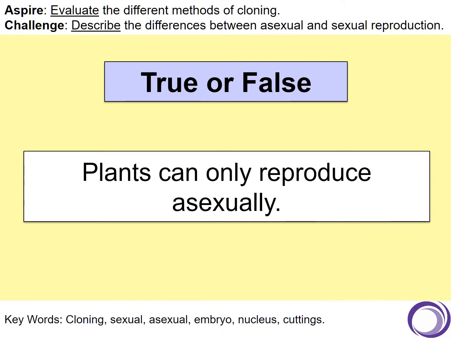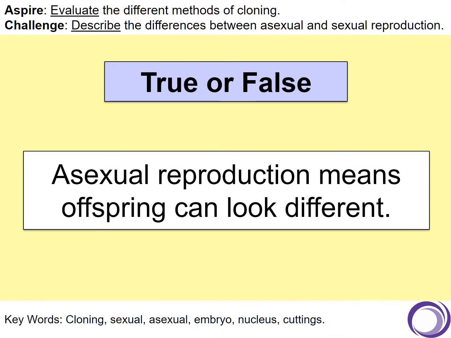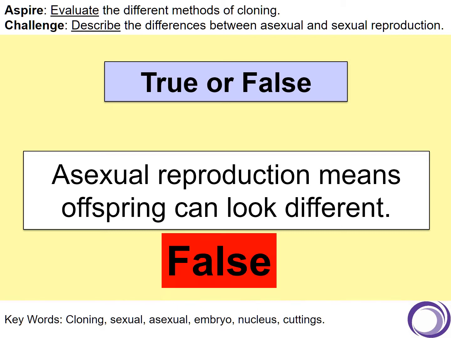Plants can only reproduce asexually. True or false? Okay, if you got false, well done. Some reproduce asexually, some reproduce sexually, and some actually carry out both forms of reproduction. Next question. Asexual reproduction means the offspring can look different. True or false? Okay, if you got false, well done. Asexual reproduction means the offspring will be genetically identical. There will be clones of each other.